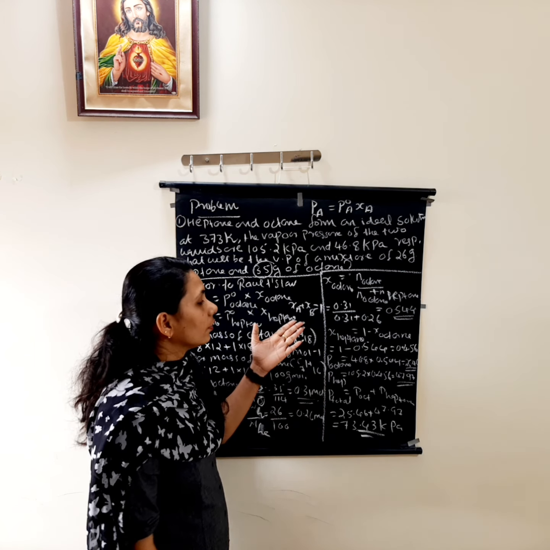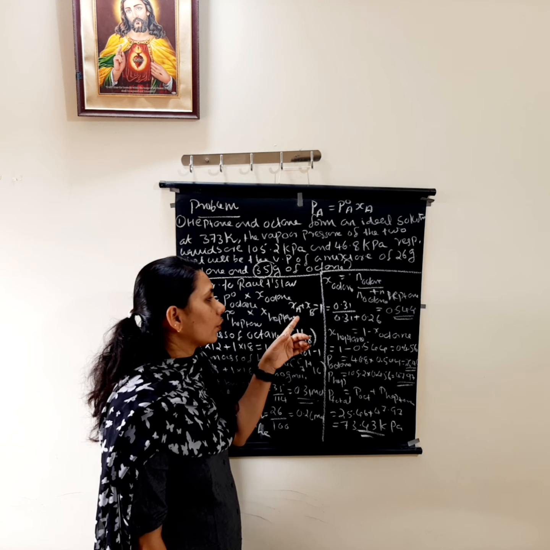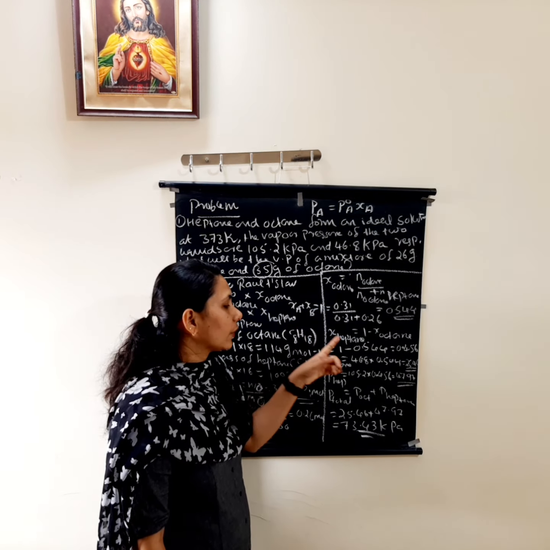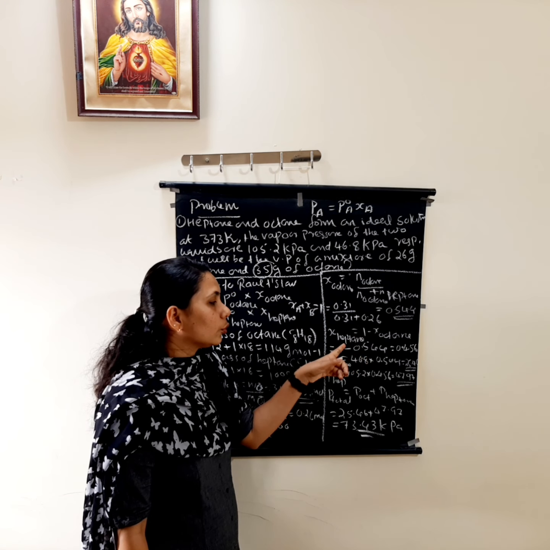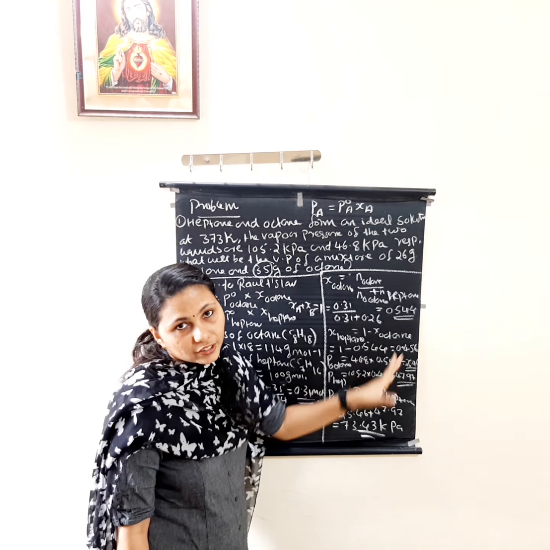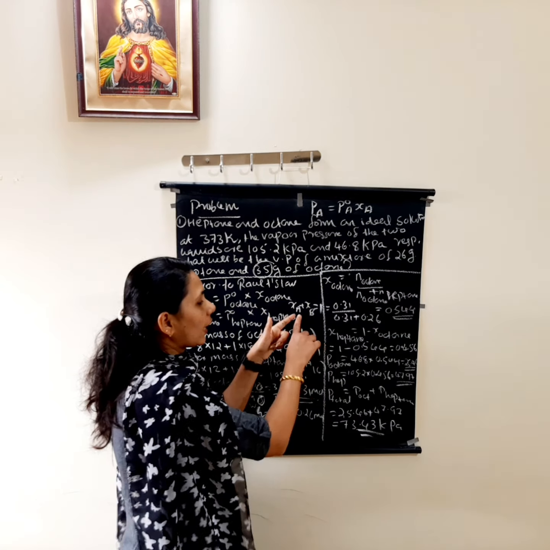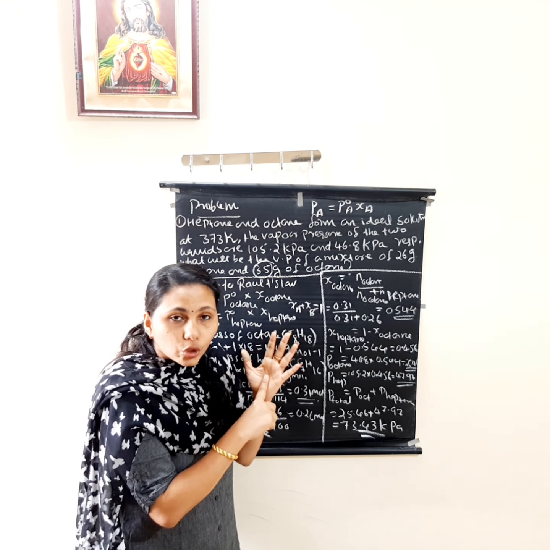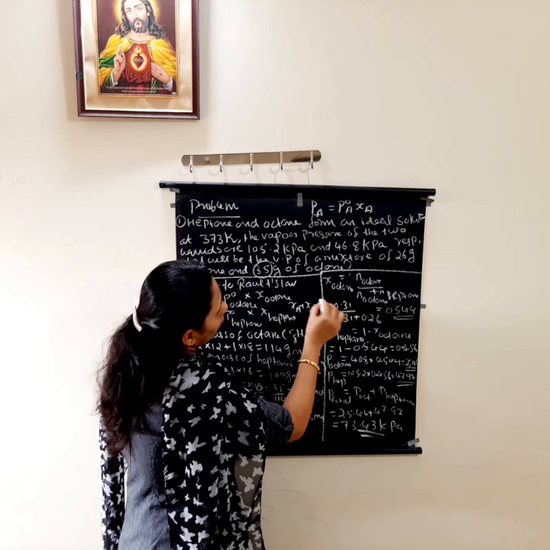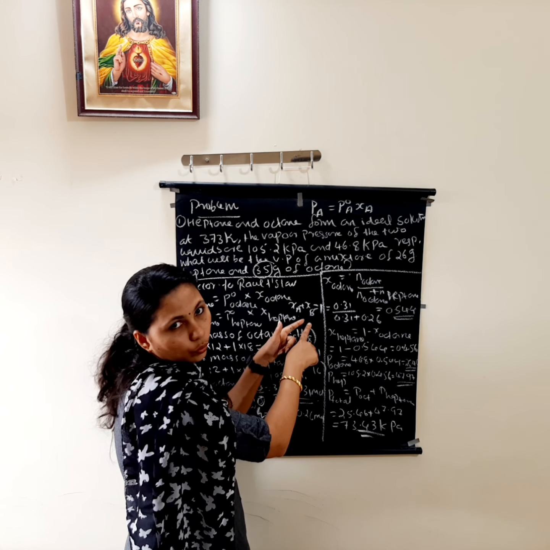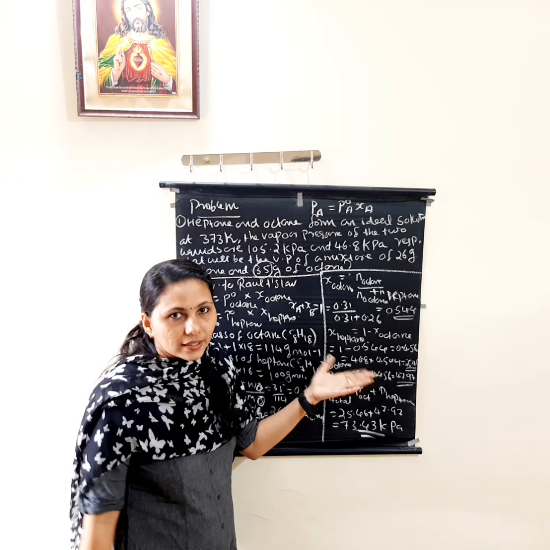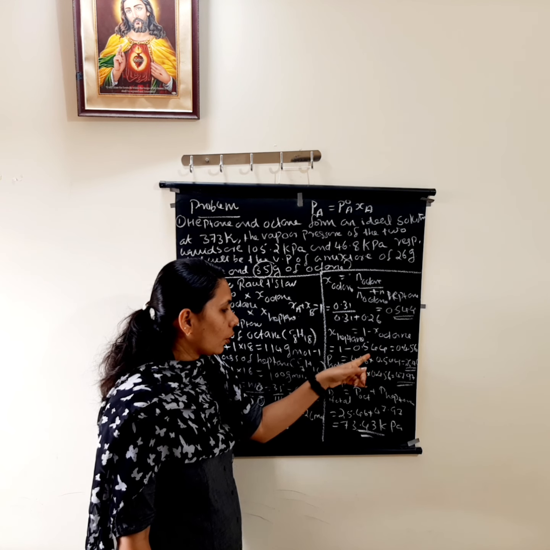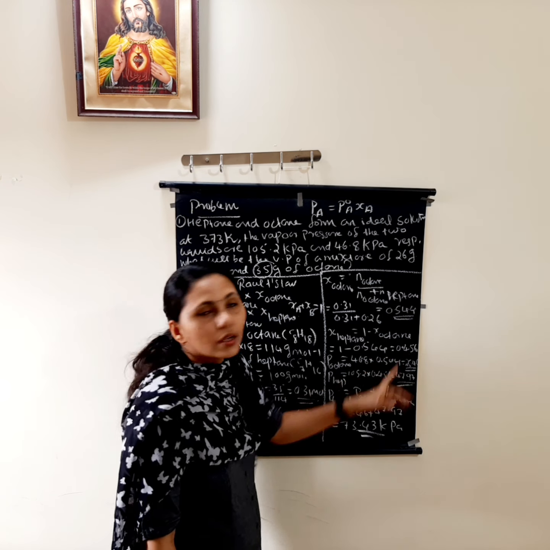So here already we got one component. Mole fraction of octane plus mole fraction of heptane equal to 1. We know the mole fractions of two components equal 1. Here the two components are octane plus heptane, so x octane plus x heptane equal to 1. So x heptane equal to 1 minus x octane. Here x octane we already calculated as 0.544, so that is equal to 0.456.